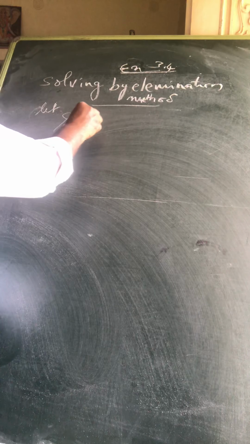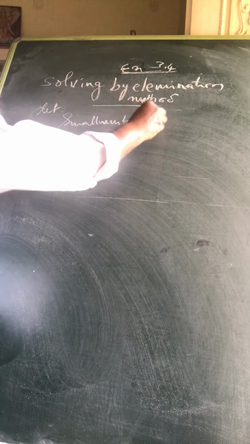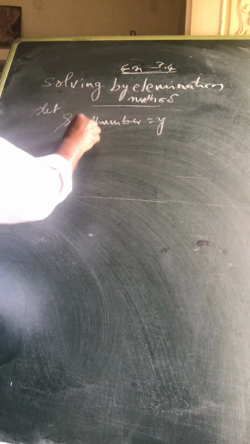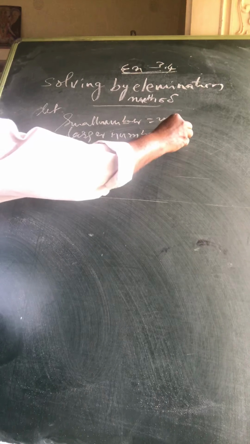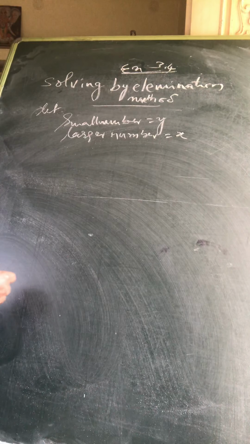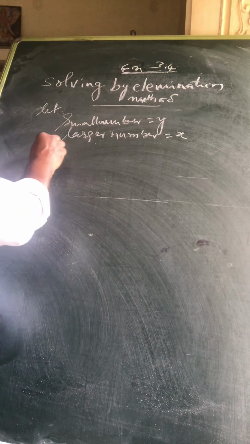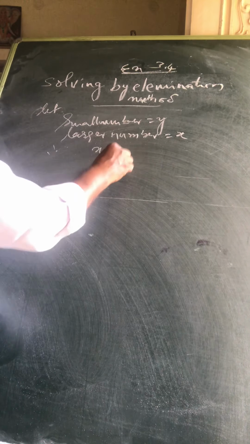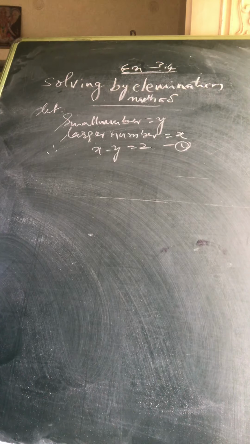Let the small number be y and the larger number be x. Now the numbers differ by 2, he said, therefore x minus y is equal to 2. It is the first equation, got it. Next we are framing another one.